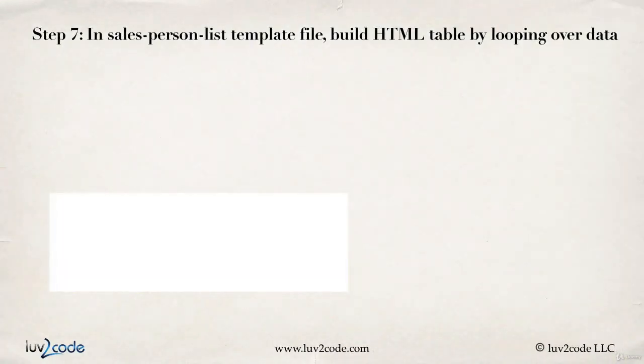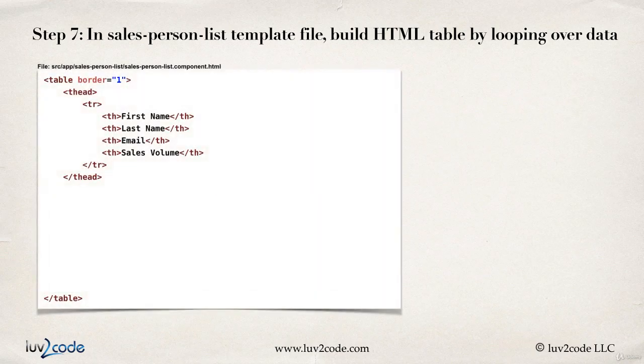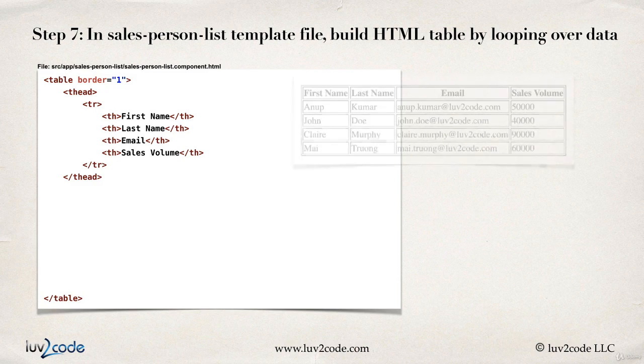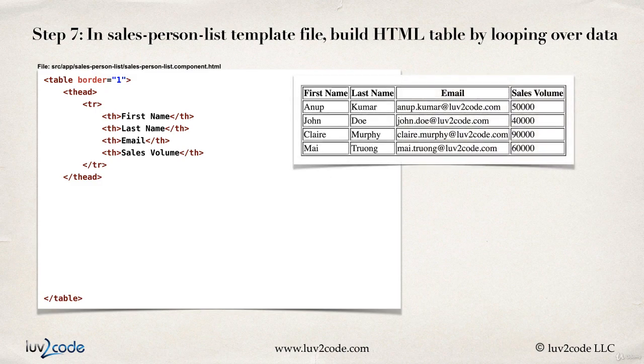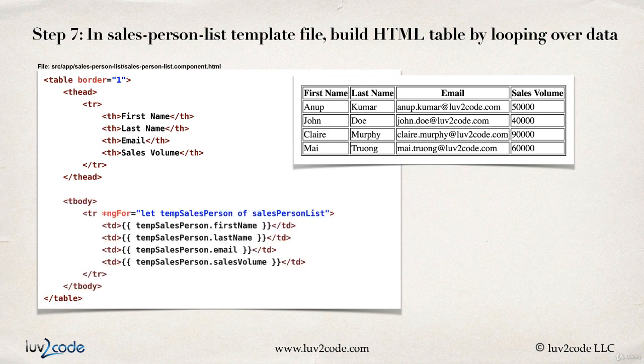And then finally, to kind of wrap this all together in step 7, in our salesperson list template file, we're going to build the HTML table by looping over the data. Alrighty, so we'll go ahead and create a very basic HTML table. I'll set up the T-head section with our columns for first name, last name, email, and sales volume. And so now I'll move down to the table body.